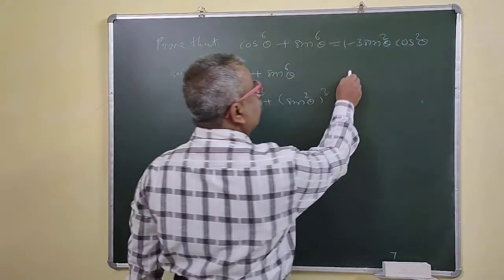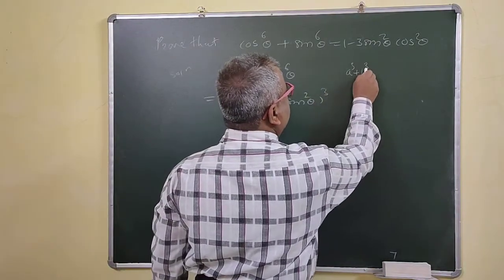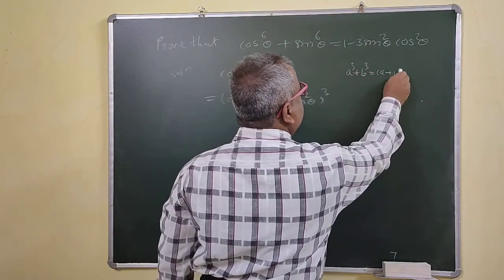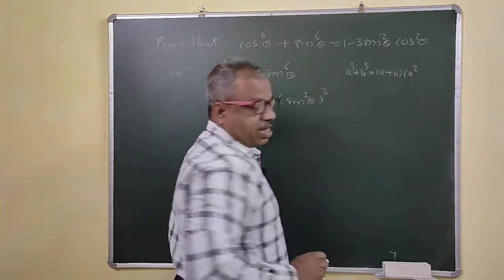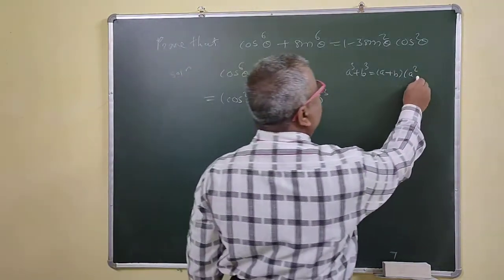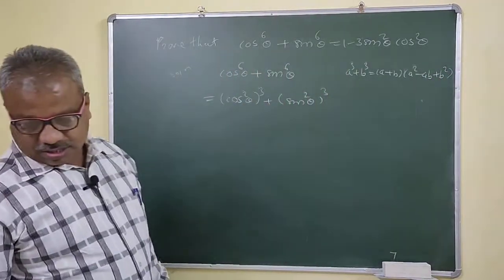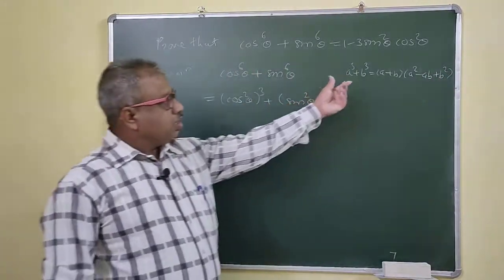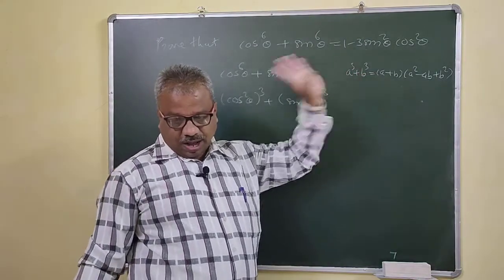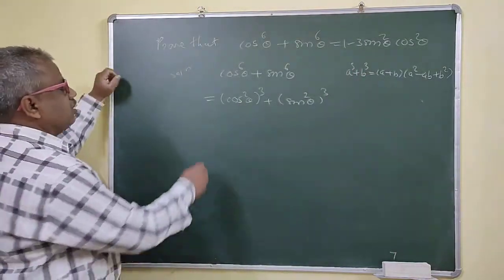And you know that you can factorize a cube plus b cube as a plus b, then the square of the first one minus the product of them, plus again the square of the second one, right? So a cube plus b cube, in this way you can factorize this. So we'll factorize this now.